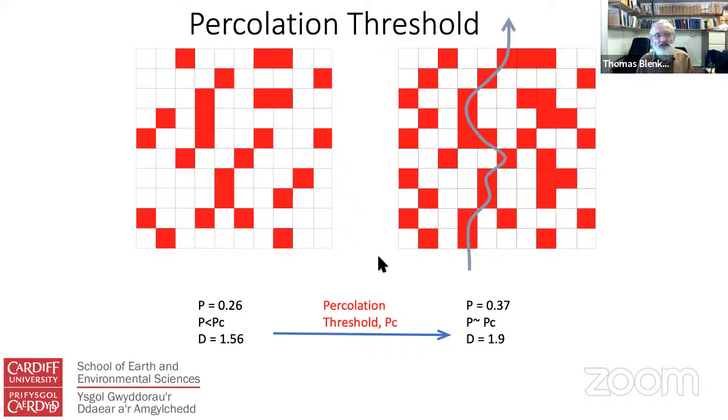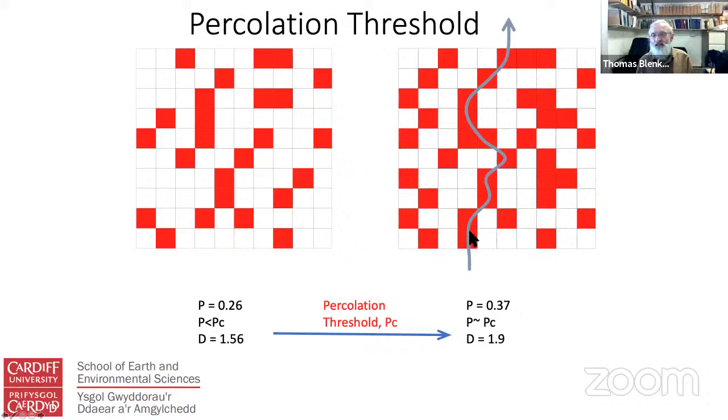And on the left-hand side, you see a proportion of cells of 0.26 which are filled, the red ones, nominally representing, say, a deposit. 26% of those cells are filled. On the right-hand side, you see a higher proportion, 37%, 0.37 of the cells are filled. And at this point, something very special has happened to the network to distinguish it from the previous example.